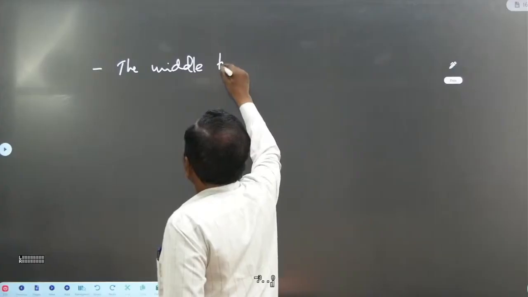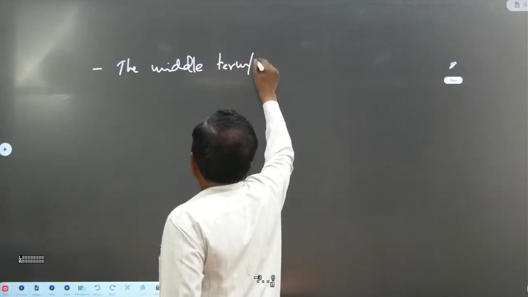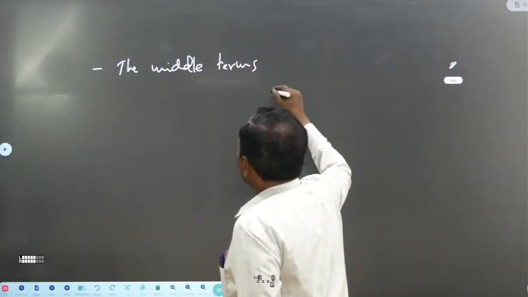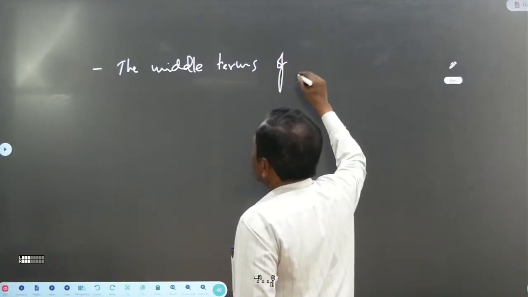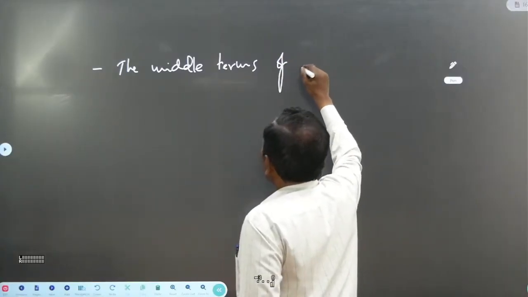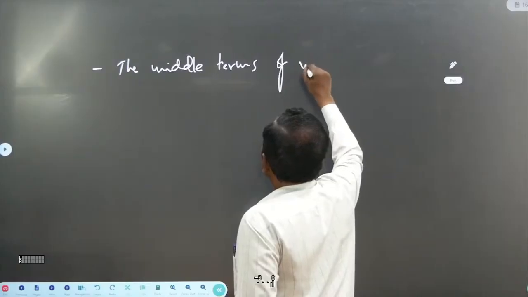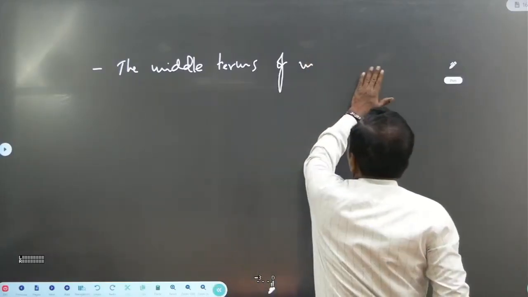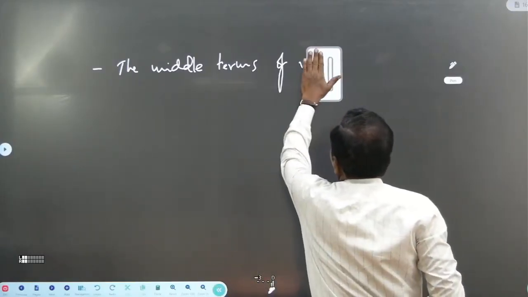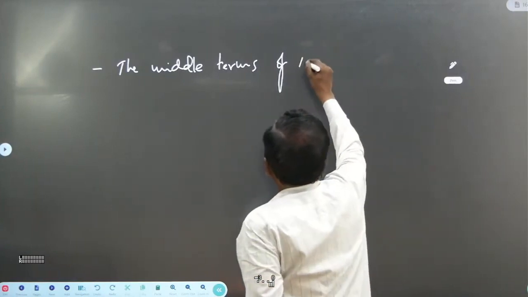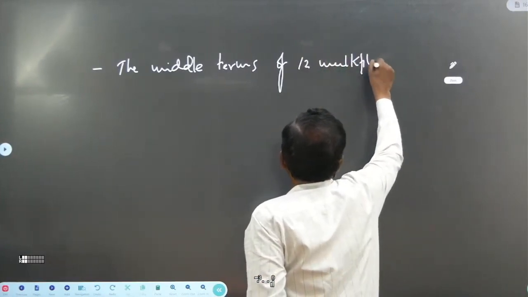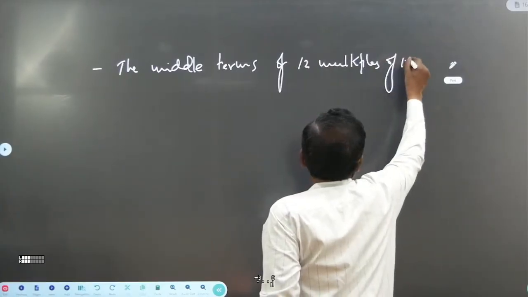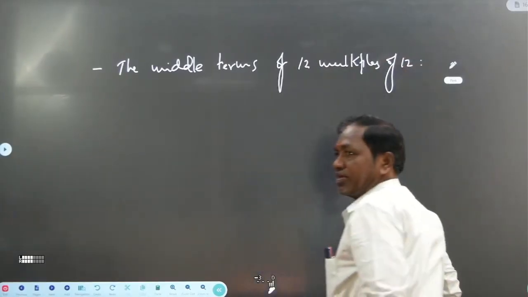24 minus 3. The middle terms for even, you give, sir. Yes, the middle terms of 12 multiples of 12, sir. 12 multiples of, I put 12. Okay, yes.